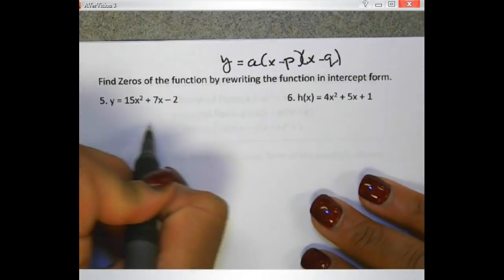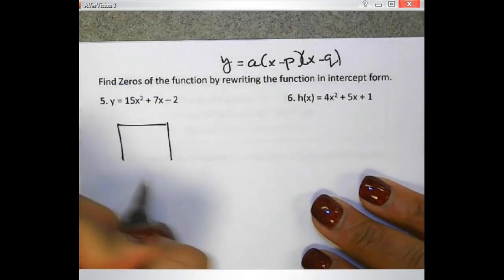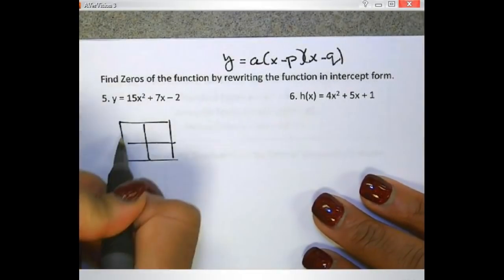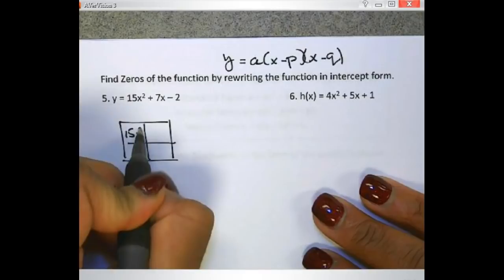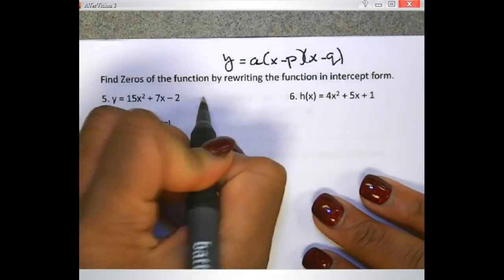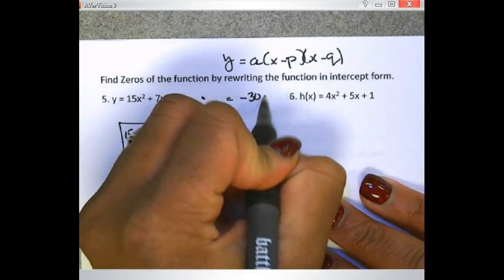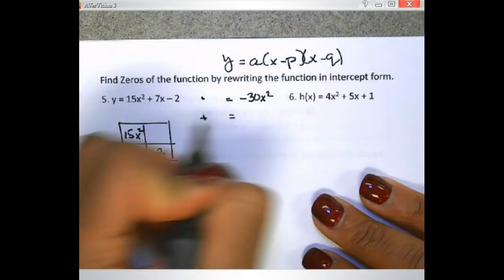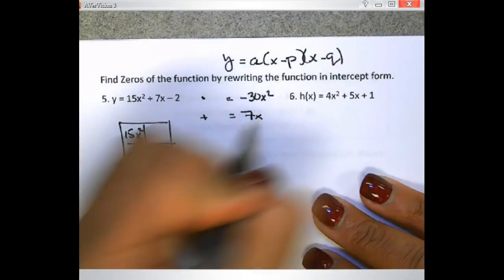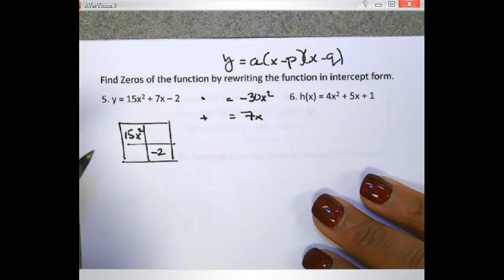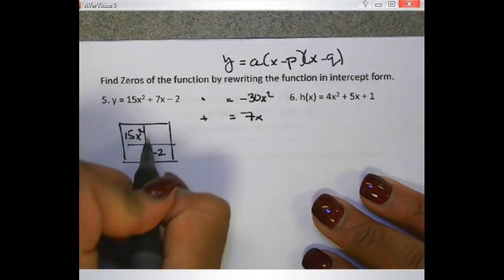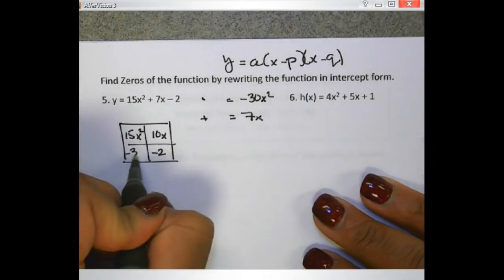So some of us are used to using a box. Works for me. First term, first box. Last term, last box. And I need to multiply. I need two numbers that will multiply to give me negative 30x squared. And if this is not how you factor, factor how you normally do. And add to give me 7x. In my mind, I'm thinking 10x and negative 3x.